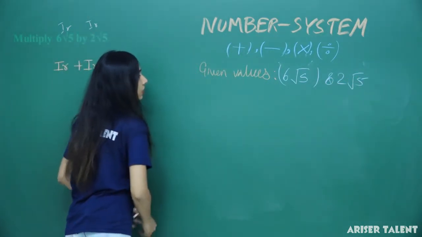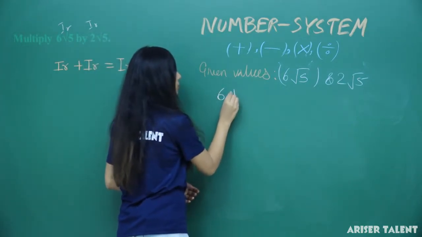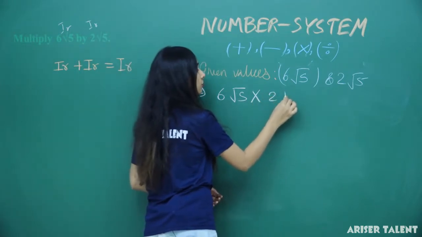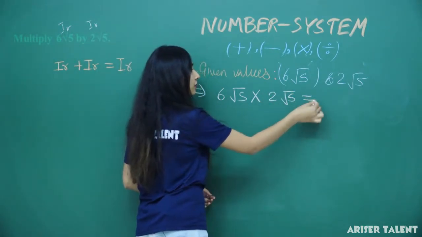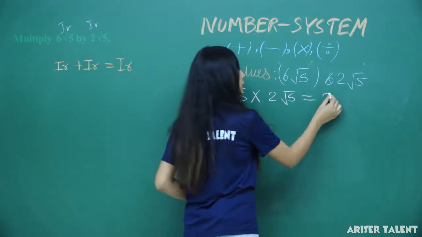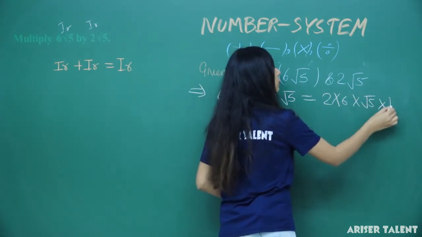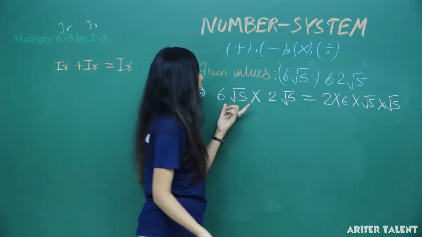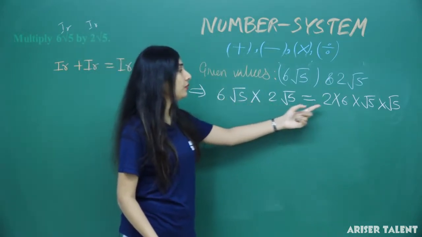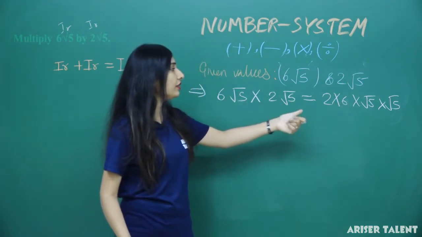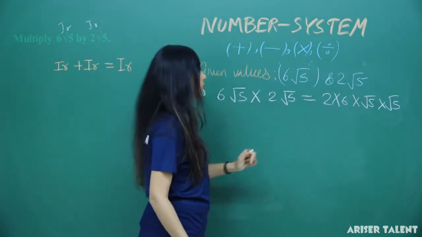Okay. So, here 6 root 5 multiplied by 2 root 5 will be equal to 2 multiplied by 6 multiplied by root 5 multiplied by root 5. What I have done is just rearranged it: 6 multiplied by 2, and root 5 times root 5.